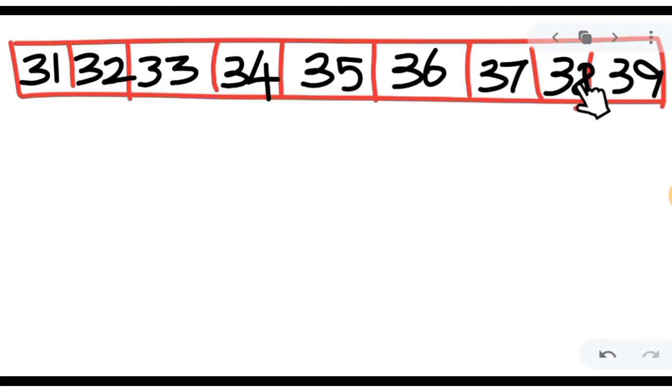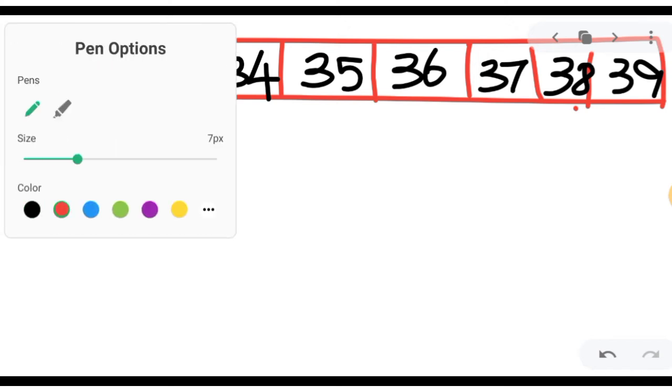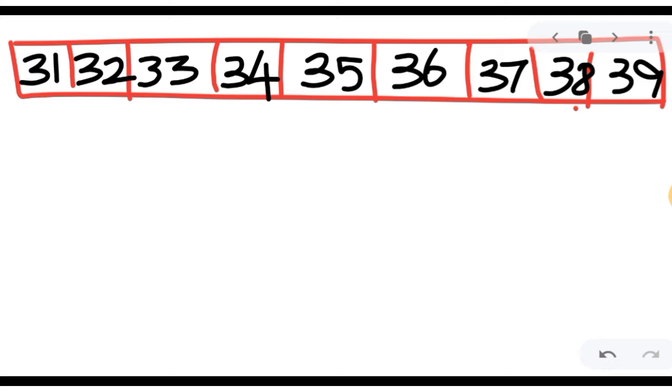Yes children, can you read the numbers we have mentioned in this grid? 31, 32, 33, 34, 35, 36, 37, 38, 39. Let's see here. We are going to find the number before by using this number grid. Okay, let's start. Can you tell me what number comes before 36? By using the number grid, can you identify the number?